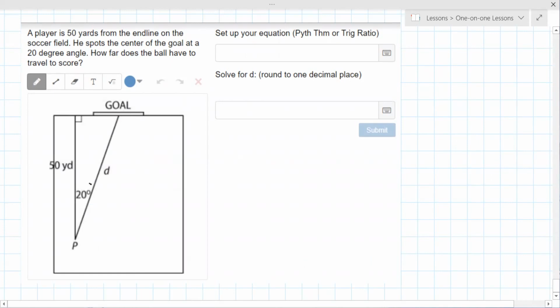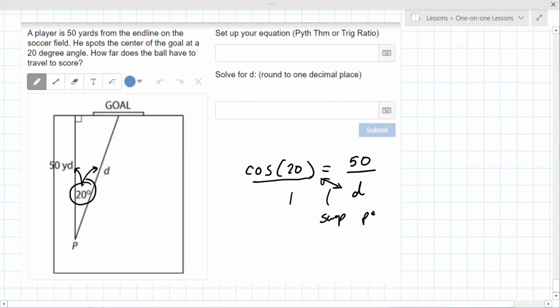So they want D. Relative to this angle, you have the adjacent and the hypotenuse. The adjacent because it's next to, the hypotenuse because it's the longest side. So the cosine of 20 is the adjacent, 50 over D. To solve this, you could cross multiply, but what you'll find is that these two just swap positions. And D equals 50 over cosine 20. Round to one decimal place. So 53.2 degrees.